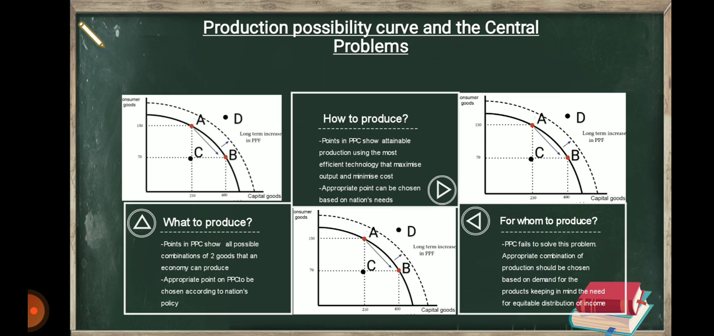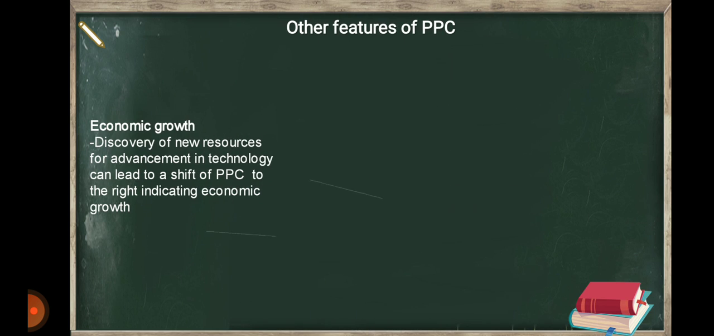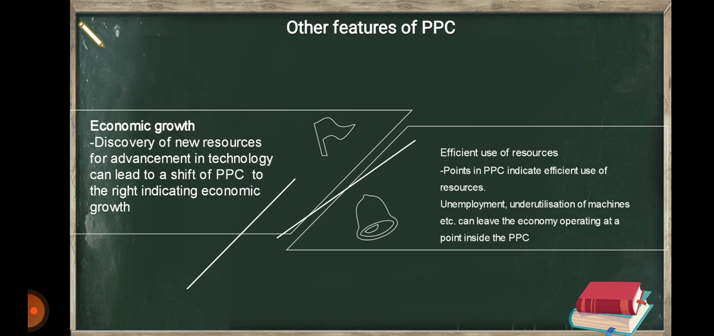So the country can produce the goods at any point on the PPC. However, while distributing, they should remember that distribution must be equitable as far as possible. That is, all sections of people, rich or poor, must be able to get a fair share in the output produced. Now, there are two more things that are depicted by the PPC.